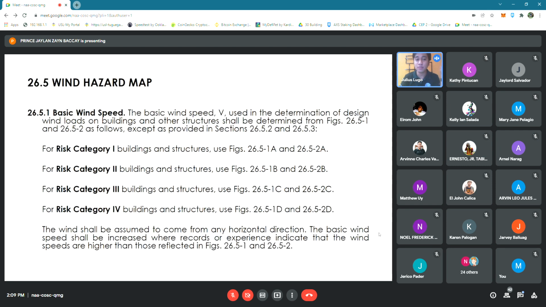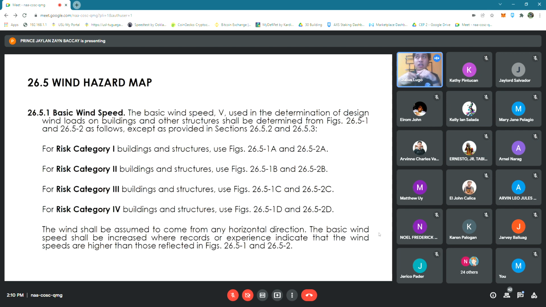We use this in the determination of the wind load, and for other structures, we can identify these using figures 26.5-1 and 26.5-2. And then to identify as well the risk category of the building.